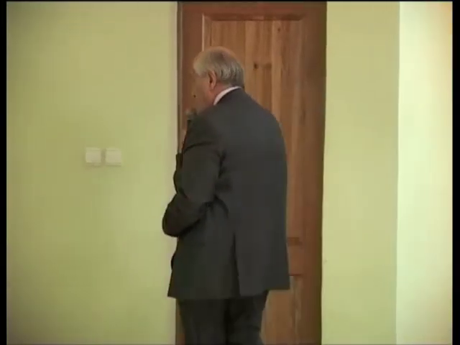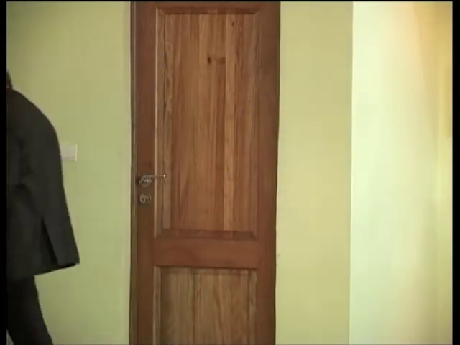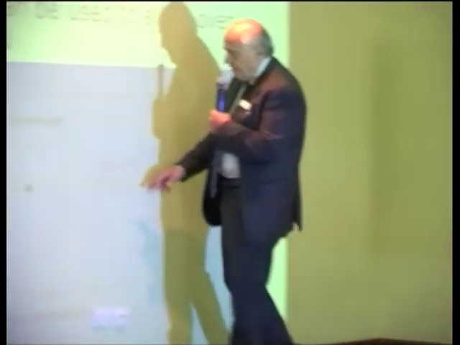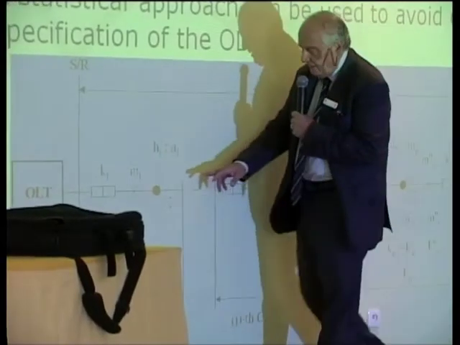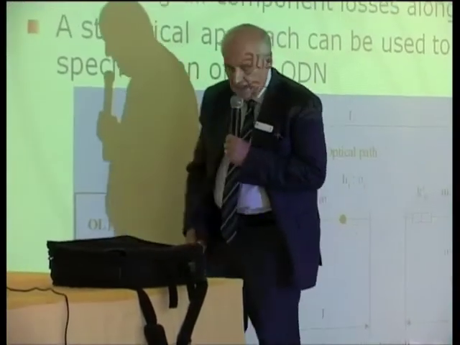This is a typical configuration. As you can see, we have an optical line transmitter, an optical network unit, and in the optical plant we have several splitters which are distributed on several splitting levels.